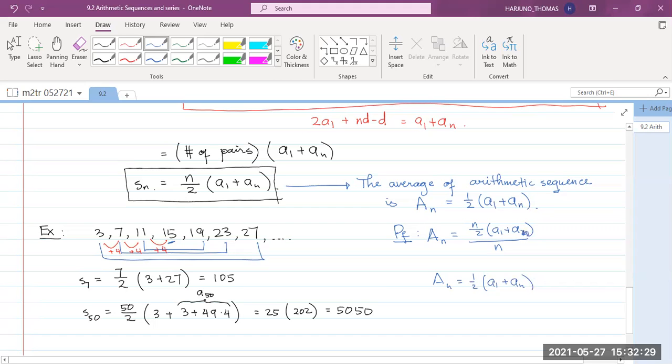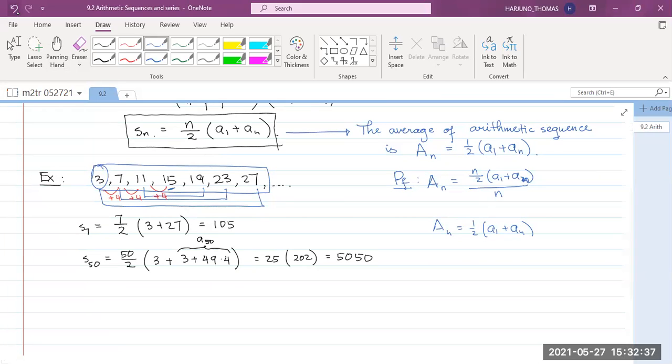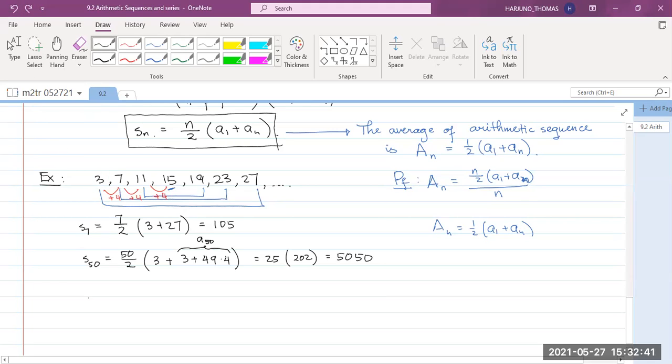Now you can see here, for example, what is the average of these 7 terms here? Now, of course, what you do first is you take the sum, right? The average of the first 7 terms is you take the sum, which is 105, divided by 7. That's 15. Surprise.